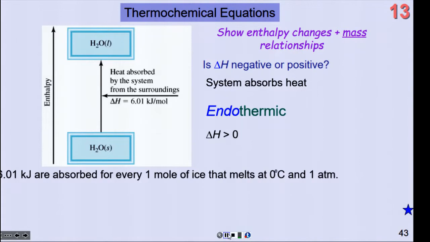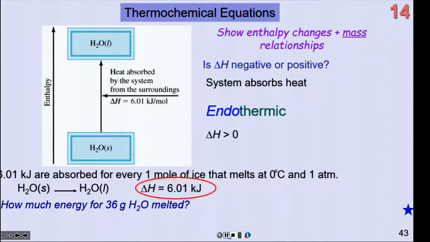So if the value is given to us as 6.01 kilojoules for every mole of ice that melts at 0 Celsius and 1 atmosphere, ordinary temperature and pressure, there's the reaction. What do you think then, with a positive value, how much energy is going to correspond to 36 grams of water being melted? All right, try it out here. So again, this is interpreted per mole as shown in the balanced reaction. So 36 grams of water. Well, let's check it out. What's 1 mole of water? Well, let's see, oxygen is 16, 2 hydrogens more is 2 more, so that would be 18 grams of water per mole of water.